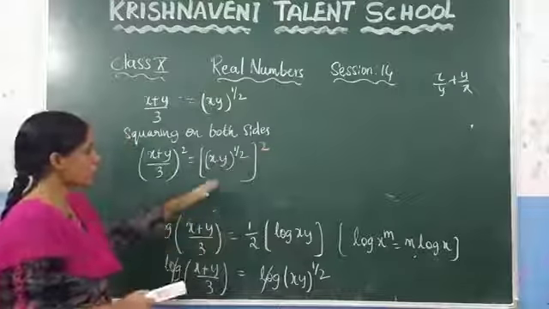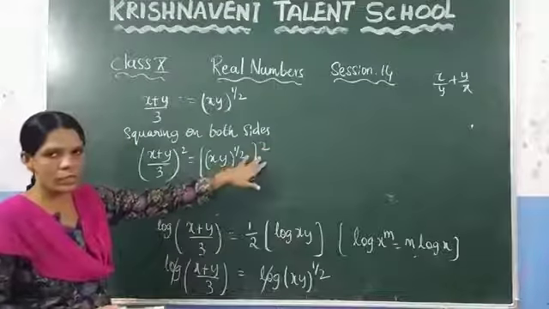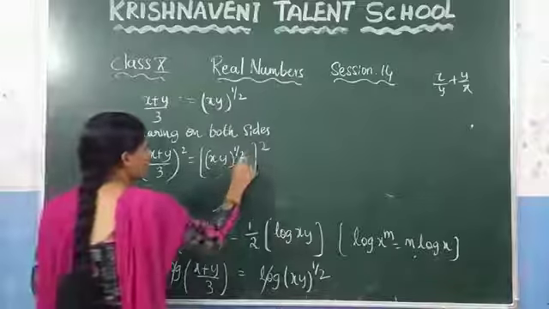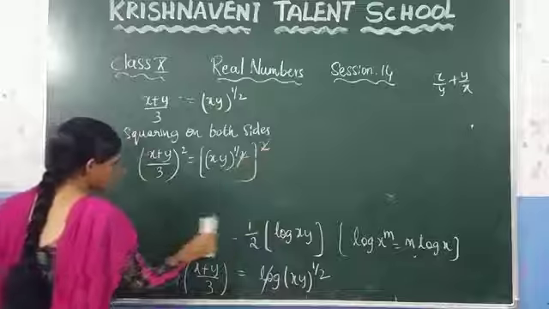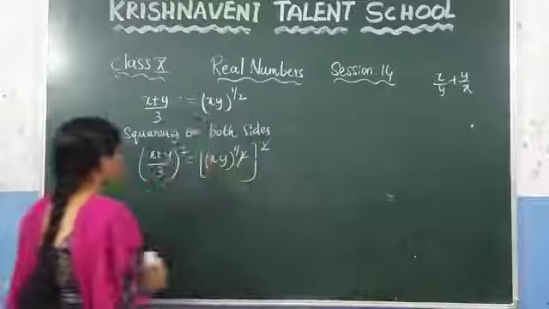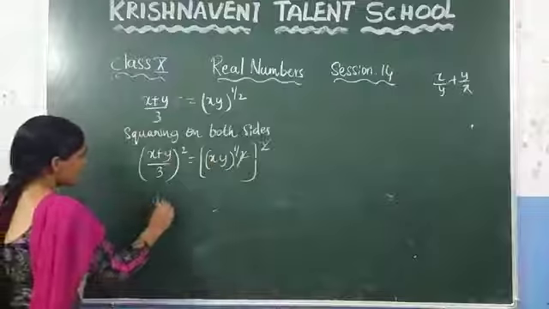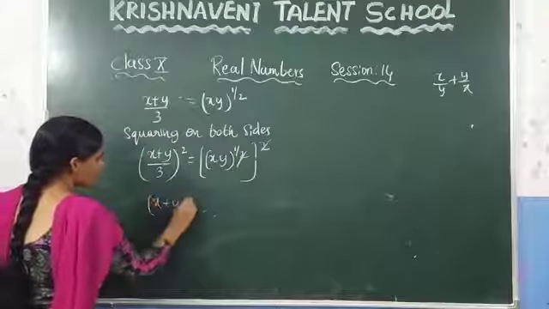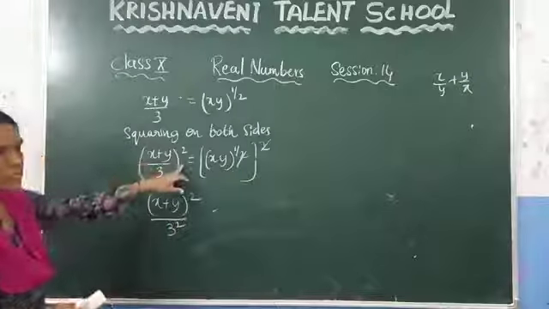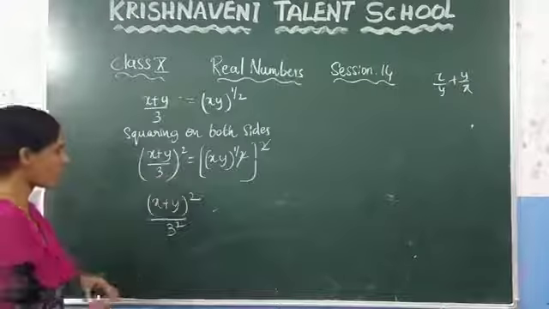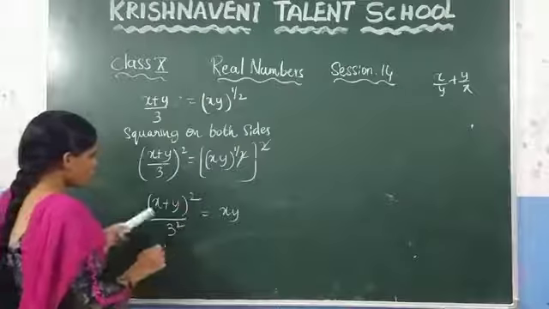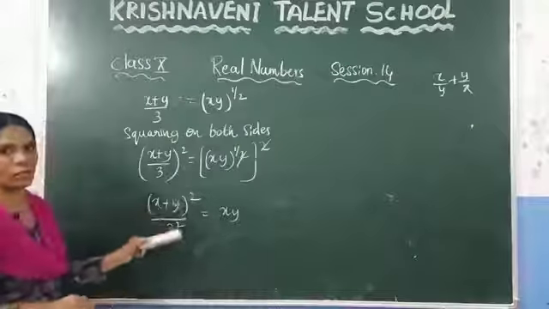Here you can observe that it is in the form of a power m whole power n. You can write it as a power m into n, so the square and the one half will get cancelled. Then what you will get here is (x plus y) whole square by 3 square, because a by b whole square can be written as a square by b square. On the right side you will get xy. Now it is in the form of (x plus y) whole square.